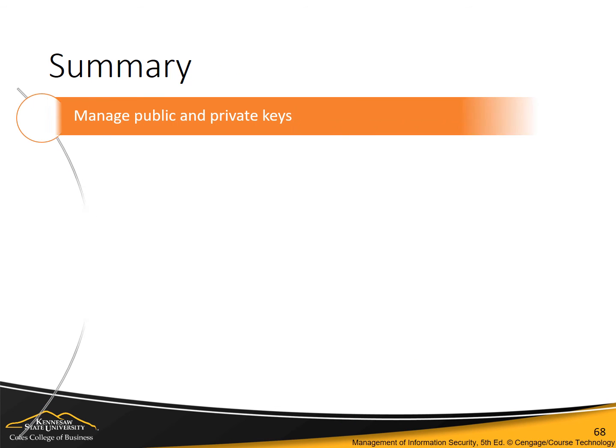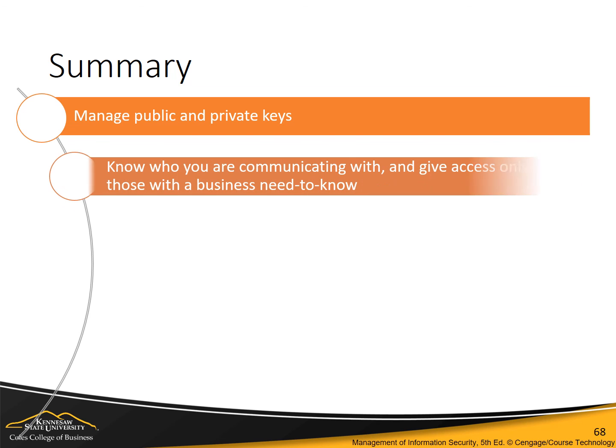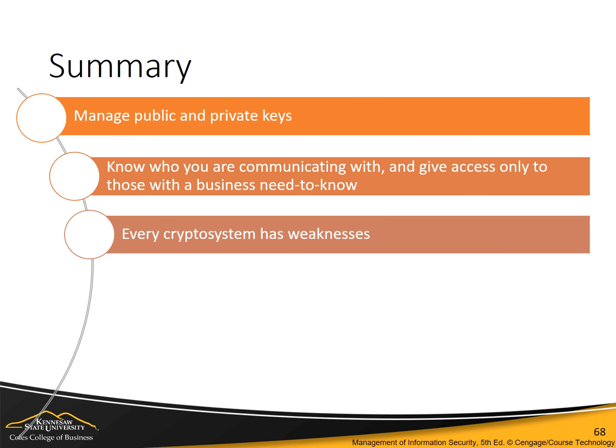In summary, we reached the last chapter in the book, and we talked about the following key points in this last section. Managing public and private keys is important for securing the information assets of the organization. Cryptography helps us better understand who we are communicating with. We should only give access to those with a business need to know. Every crypto system has weaknesses, and security protocols and crypto systems are only as good as their human developers and installers. InfoSec professionals must know how to recognize and overcome the inherent weaknesses present.